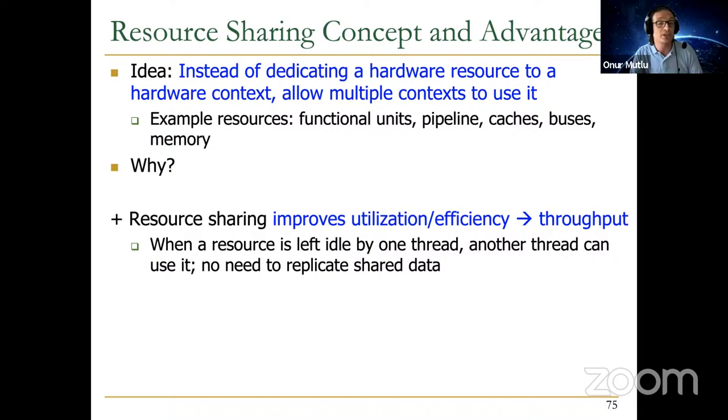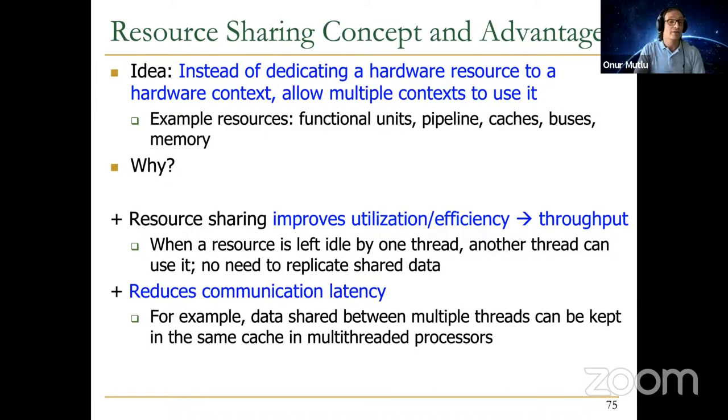And also there's no need to replicate the shared data, which also leads to higher throughput. If all threads are using the same data, then that data is replicated in different caches and you need to bring the data to different caches one by one. Whereas if you have a shared cache, you don't replicate the data inside that cache because it's shared by definition. Resource sharing also reduces communication latency. For example, data shared between multiple threads can be kept in the same cache in multi-threaded processors. That's nice, of course.